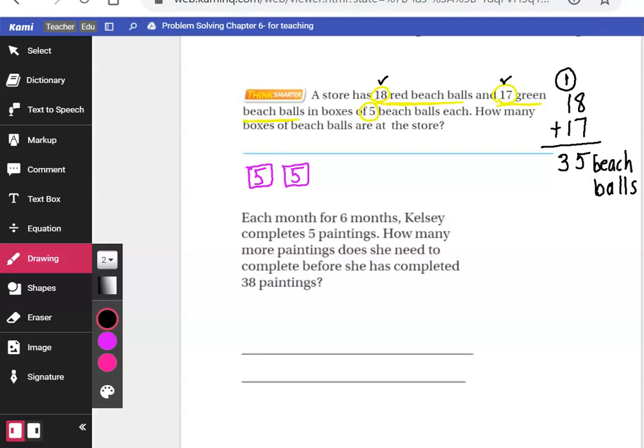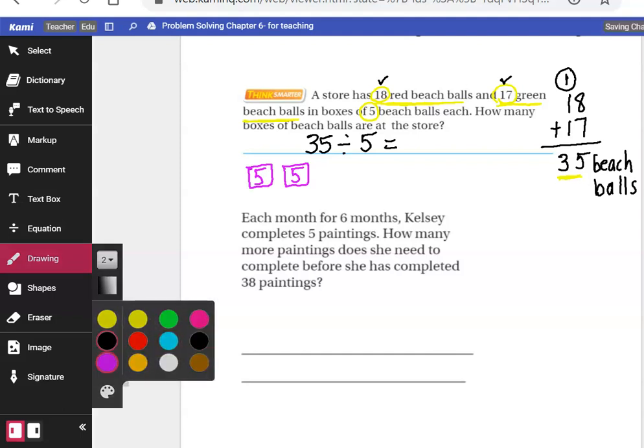Now these 35 beach balls, if I go back in the problem, I always reread, they're in boxes of 5 beach balls each. So I can't just get 1 beach ball or 3 beach balls, it's going to be 5. So I now have to take these 35 beach balls and I have to divide them. Whenever we divide, we start with our bigger number, and then we sort these items in the bigger number into groups. So I'm going to have 5 per group of beach balls. And here we wrote that, right?